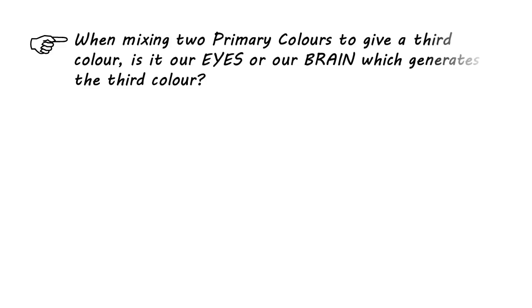So, regarding the question, when mixing two primary colours to give a third colour, is it our eyes or our brain which generates the third colour? Well, the answer is both, actually. Let's see how this actually works in more detail.